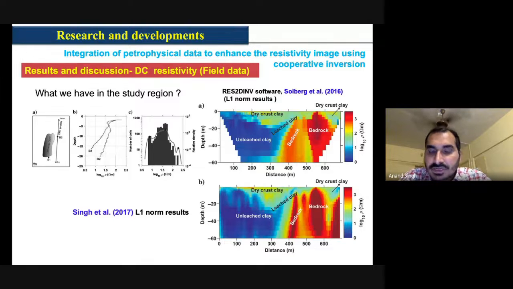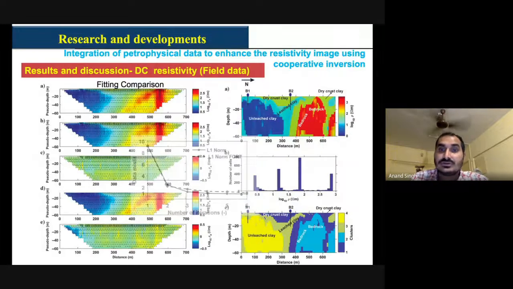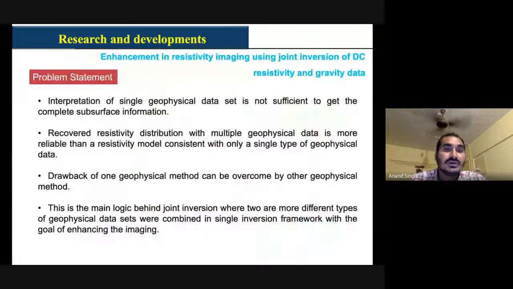The model which is coming from the gravity data, or the model which is coming from the DC resistivity data, or the model which is coming from some other data sets. So which model are you going to trust? These are some of the fundamental questions that came up in our work. We were stuck with the problem that a single geophysical data set will not be sufficient to get complete subsurface information. So what is the solution to that?